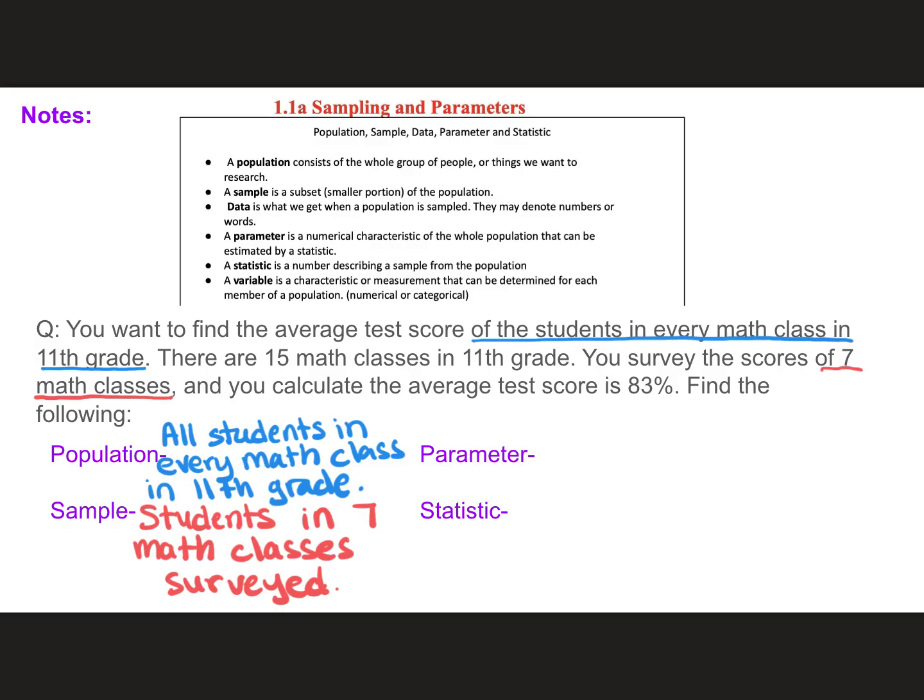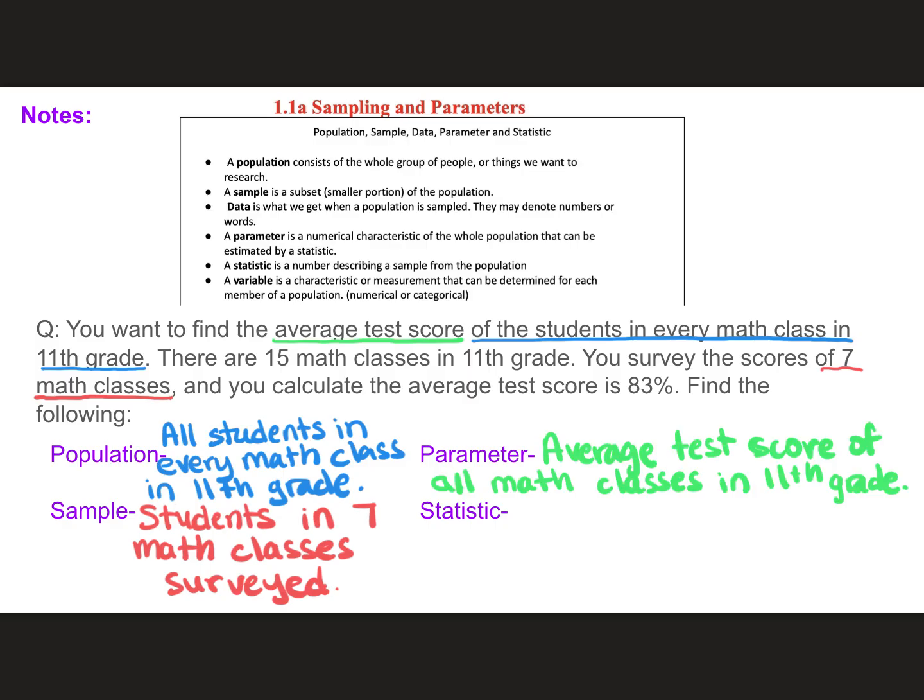Next, we're going to talk about the parameter. So the parameter is a numerical characteristic that goes with the entire population. So if we go back, you wanted to find the average test score. That's our parameter. So the parameter is the average test scores of, and then we mention the population, so all math classes in 11th grade.